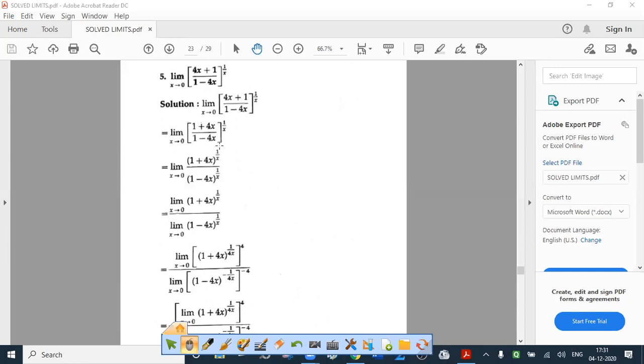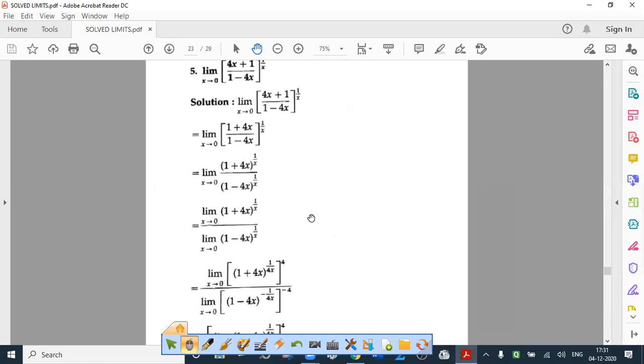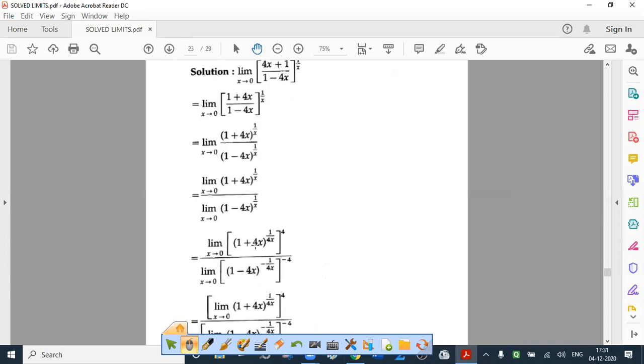Now, (a upon b) raised to m is a raised to m upon b raised to m. What is the limit of a quotient? Limit of numerator upon limit of denominator. Now same logic, something is added to 1, the same thing tends to 0. The index must be the reciprocal of 4x.